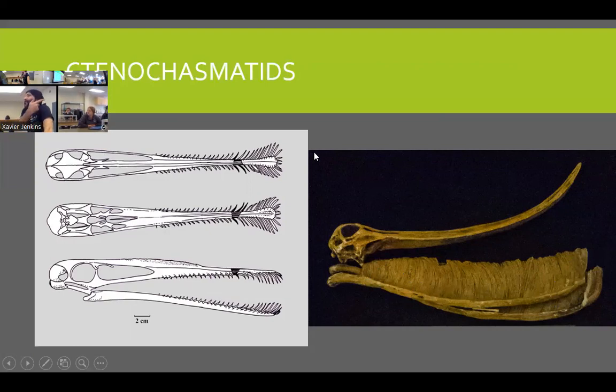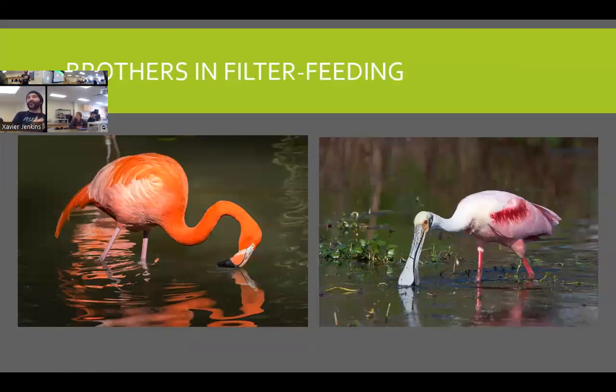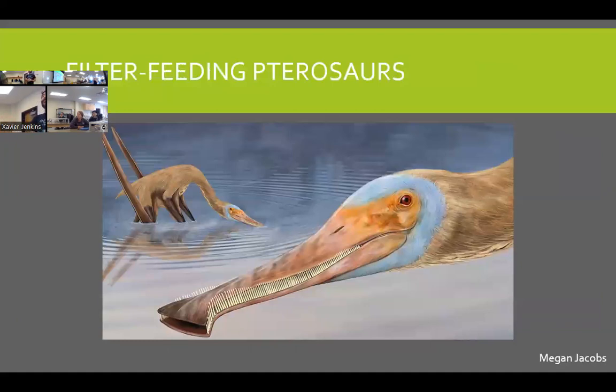And what do you think this might have been used for? Any guesses? Capturing prey. Correct. Specifically through filter feeding. So we see very similar structures to Ctenochasmatid teeth in the jaws of flamingos and spoonbills, both of which are filter feeding birds. They wade in shallow water and they filter small invertebrates from the water. So based on the coprolites and that comparative anatomy, we're able to infer that Ctenochasmatids were similarly filter feeders, lived in shallow waters and filtered for small invertebrates.